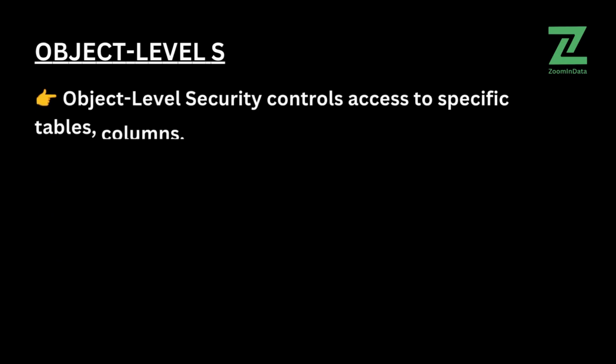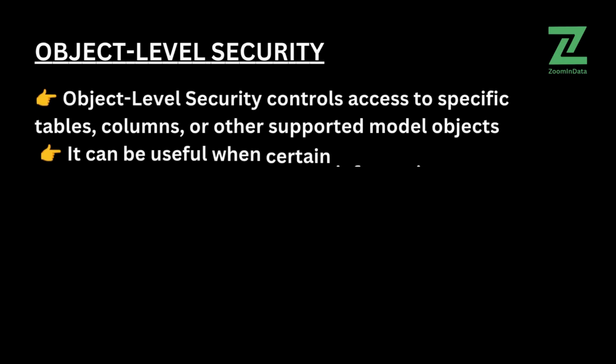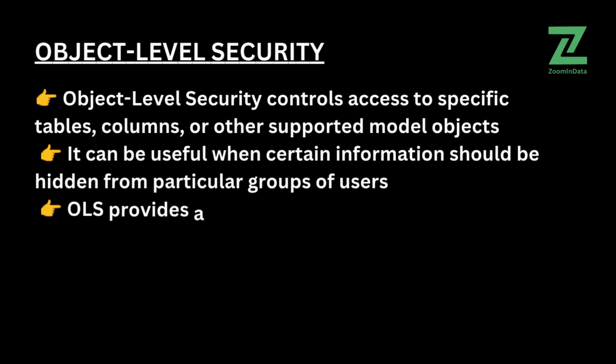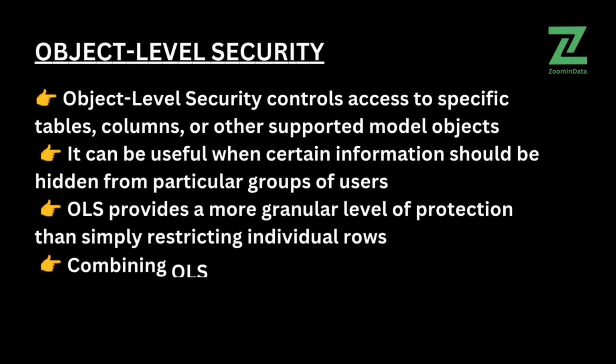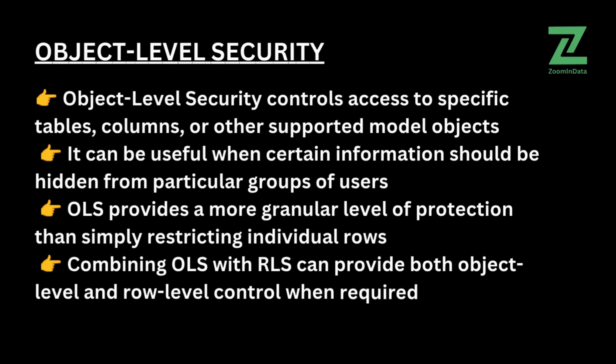Object-level security controls access to specific tables, columns, or other supported model objects. It can be useful when certain information should be hidden from particular groups of users. OLS provides a more granular level of protection than simply restricting individual rows. Combining OLS with RLS can provide both object-level and row-level control when required.